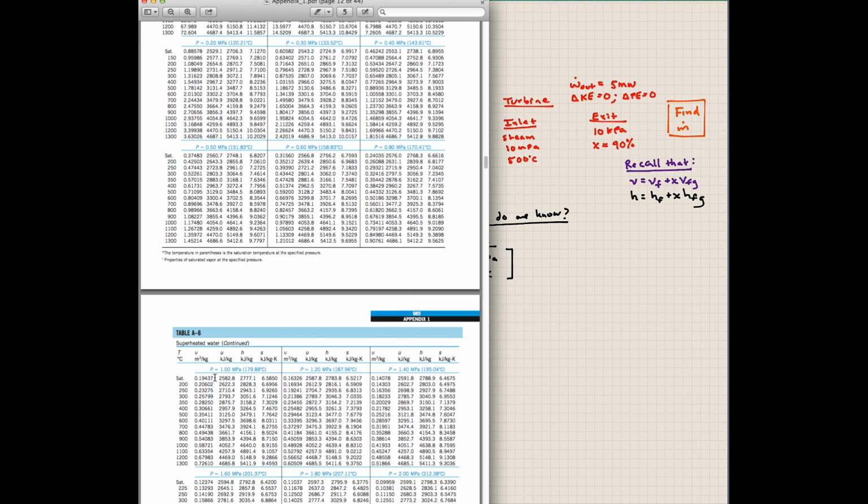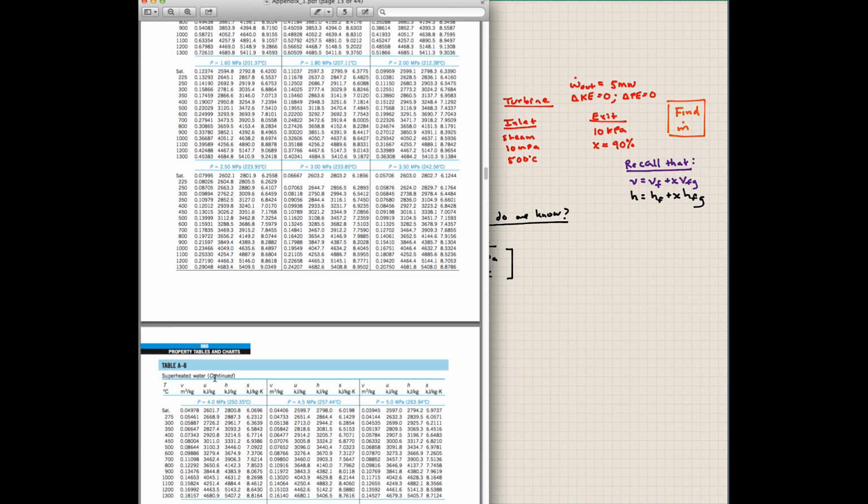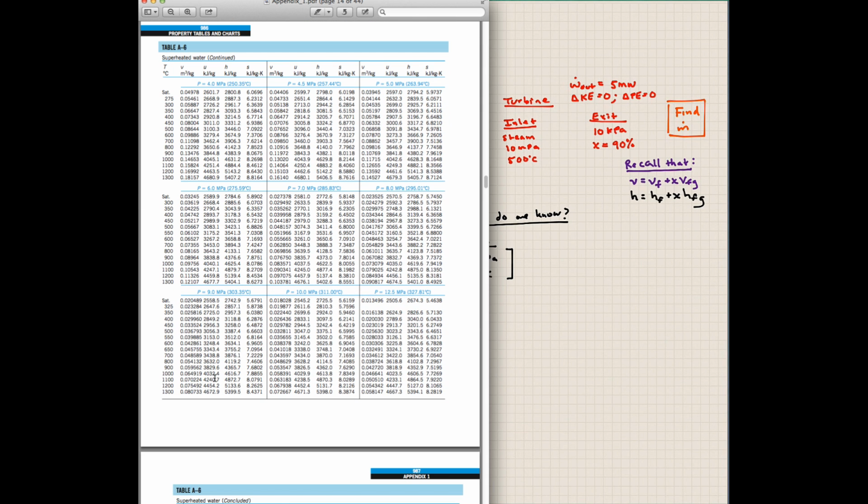So let's go to 10 megapascals. And then we need to look at 500 degrees Celsius. So we go here to this column right here. And we can write down our values. Let's go ahead and write down our enthalpy. 3375.1 kilojoules per kilogram.